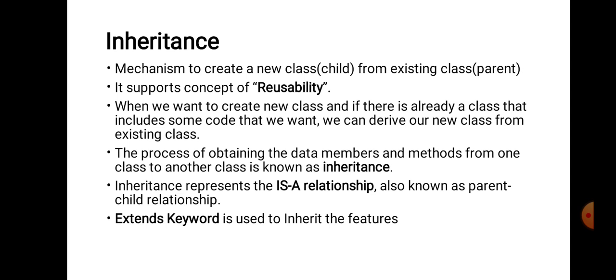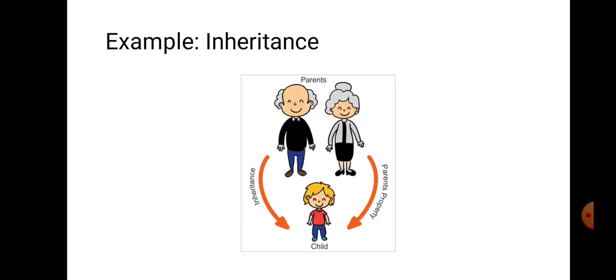Let us see with an example what is inheritance. Here in this photo we see that there are parents and there is a child. Now when a child is born, the surname of the child is already derived from his ancestors. So here we can say the surname property is already derived from an existing class into a new class. This is a real-time example of inheritance.